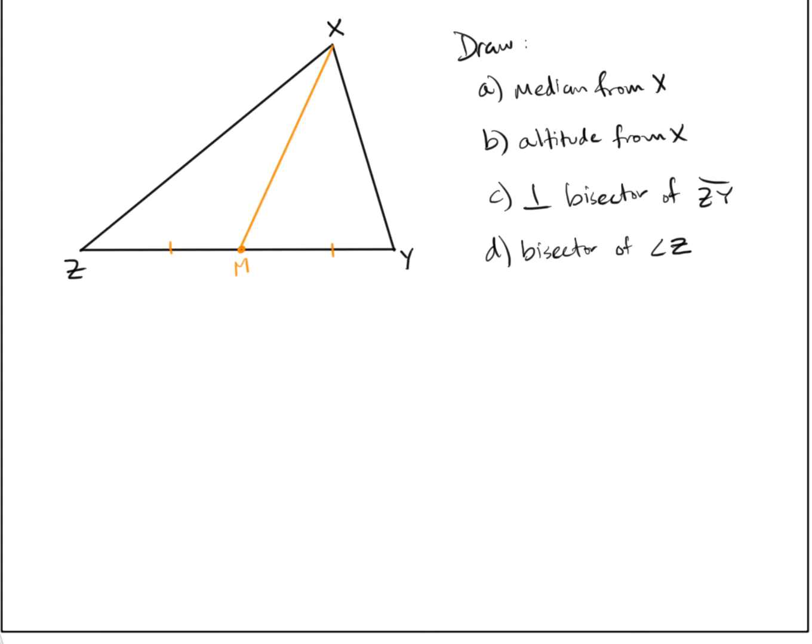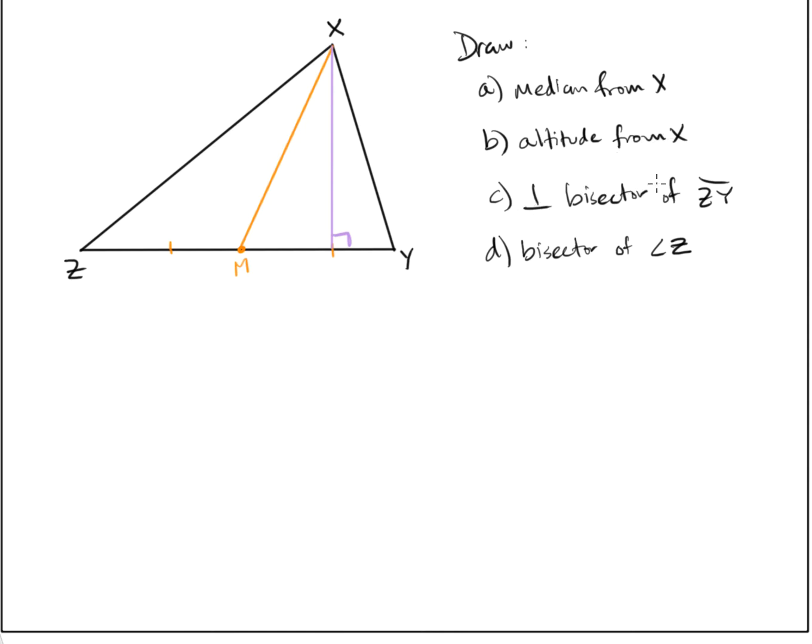The altitude needs to go from X down to this side and be perpendicular, right? And then since this is an acute triangle, I can draw that altitude within the triangle itself. So I'm going to go from X. I'm not going to go over here because I wouldn't be perpendicular. I'm going to try and go straight down. It just so happens it looks like it's right where I drew that mark. I'm going to go straight down and make my 90-degree angle. So I'll mark that as a 90-degree angle right there. And now the purple segment is my altitude.